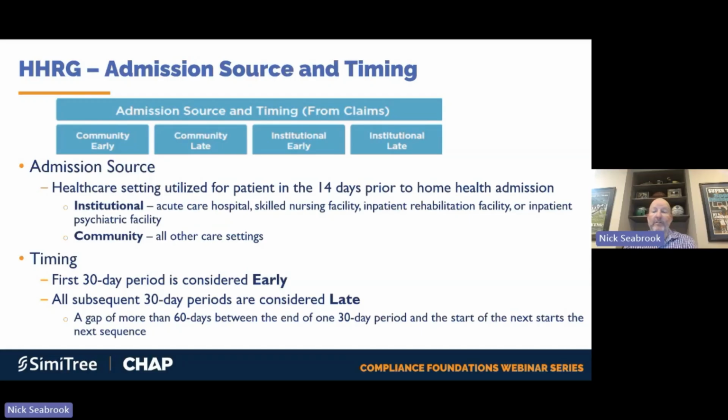So if we had, again, a patient that gets admitted today on September 11th, let's say the patient was in a hospital back on August 1st, that's more than 14 days prior to that home health admission. So that would not count as an institutional admission source. It would be considered community, right? So anything besides those 4 settings within those 14 days is going to be considered community. So community doesn't necessarily mean they're just coming from the home. It could be any other care setting outside of the ones that are listed on that list for institutional.